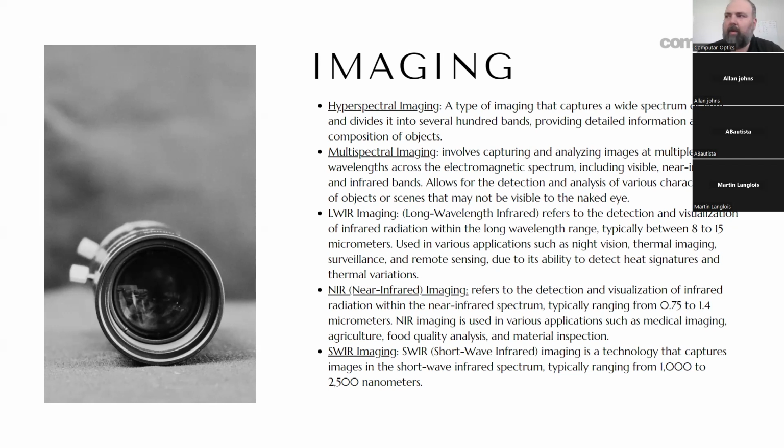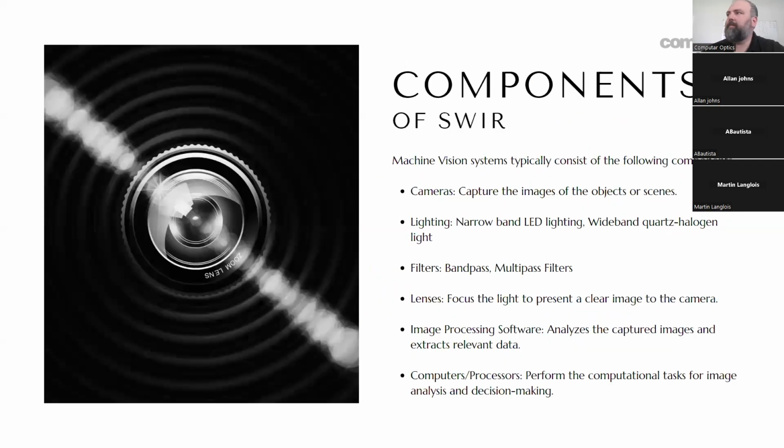And then what we're all here for, shortwave infrared technology. It captures images in the shortwave infrared spectrum, generally around 1,000 to 2,500 nanometers. So SWIR, shortwave infrared. So some of the components of shortwave infrared. The machine vision typically consists of the following components. First, you've got your cameras, right? So what type of camera are you going to use? Are you using a hyperspectral camera? Are you using a multispectral camera where you're getting single bands or a few bands and you're comparing the two?